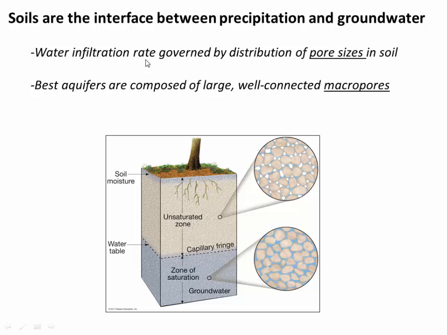Well, it's controlled by the distribution of pore sizes, usually in soil. And the best aquifers, or the most permeable rocks and soils, are composed of large, well-connected macropores. So what we want is a lot of big pores, so those are the areas between the rock grains that are connected to each other. So the water can flow easily between those pores and not be held by electrostatic forces.